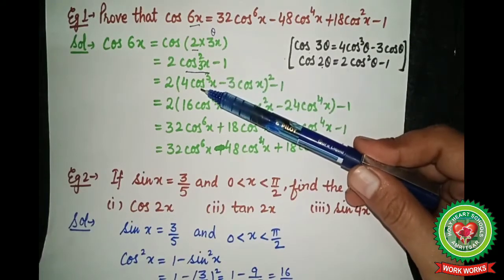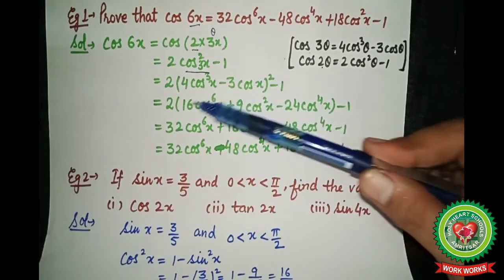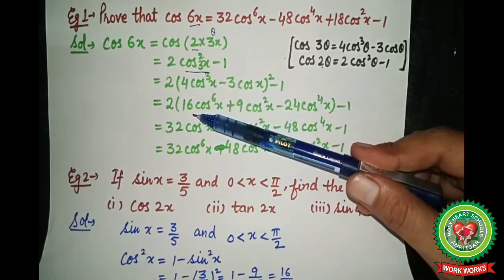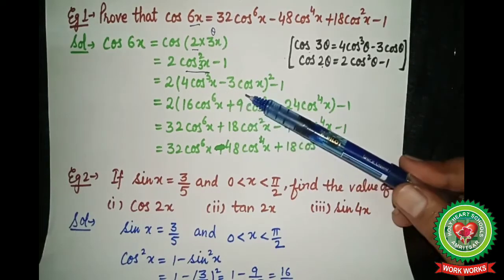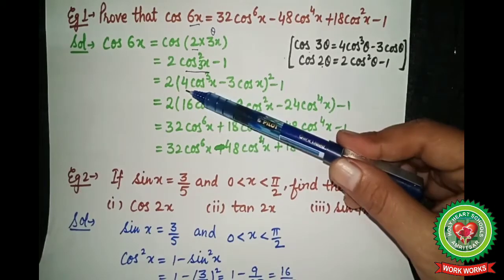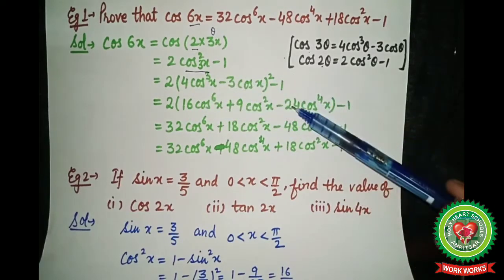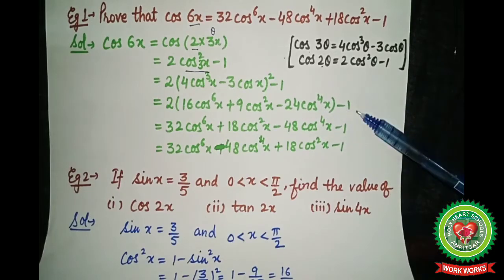Now apply the formula of (a minus b) whole square. So we get 2 into (16 cos raised to power 6x plus 9 cos square x minus 2ab, 2 into 4 into 3). It will become 24 cos raised to power 4x, minus 1.